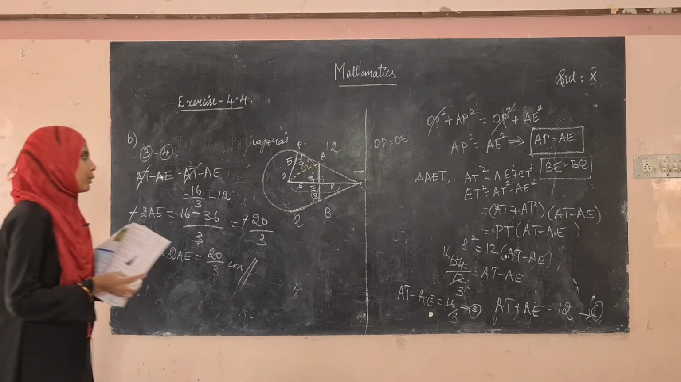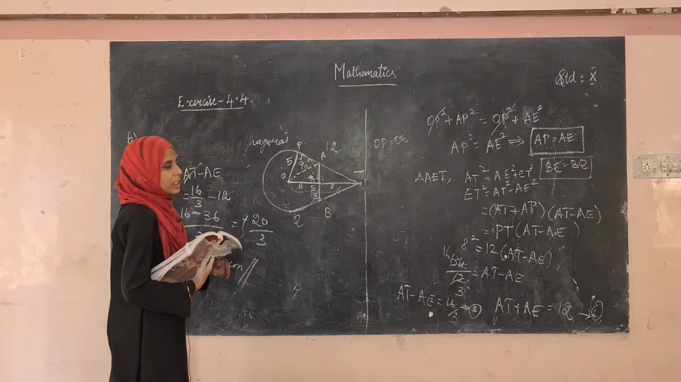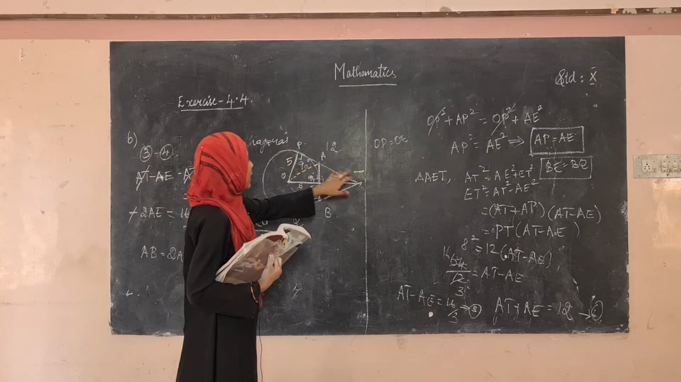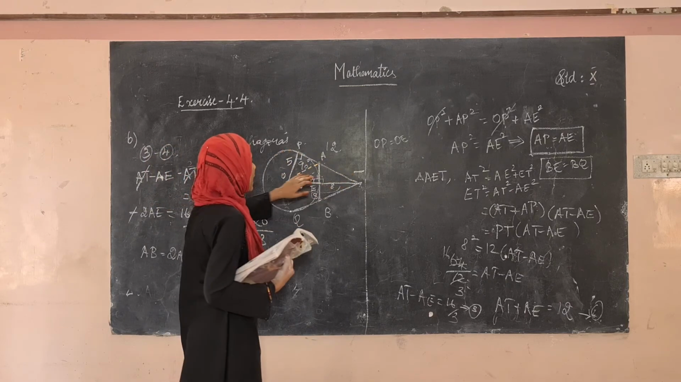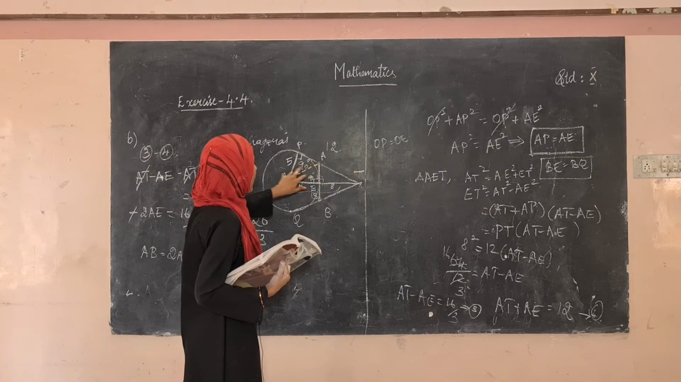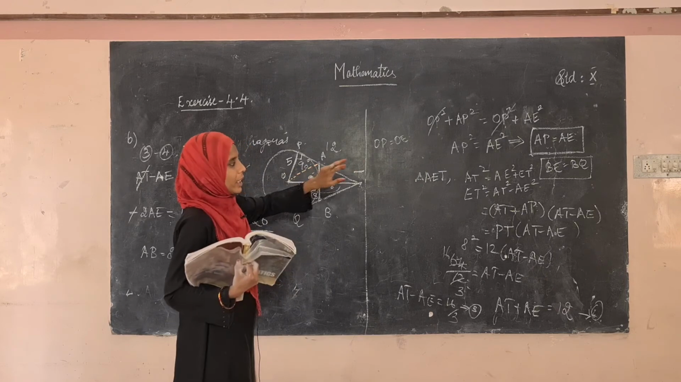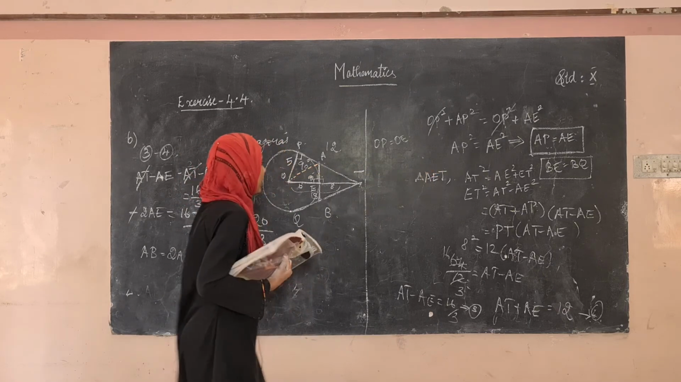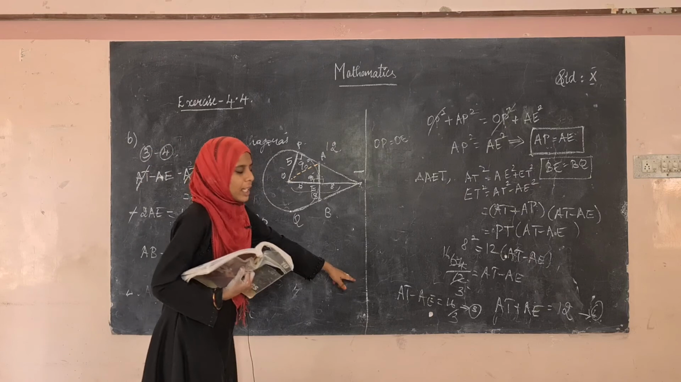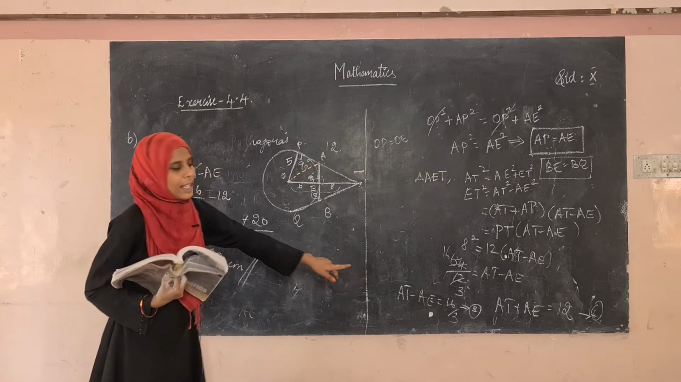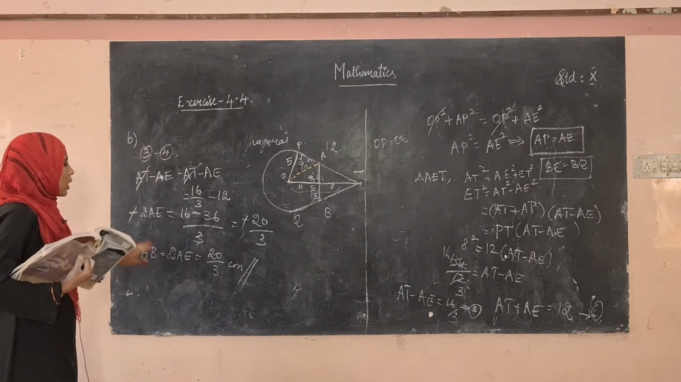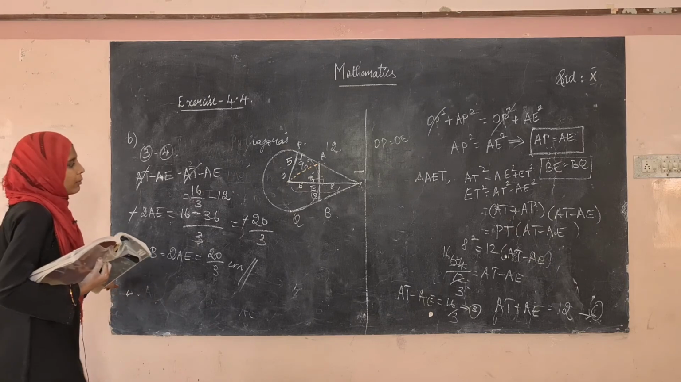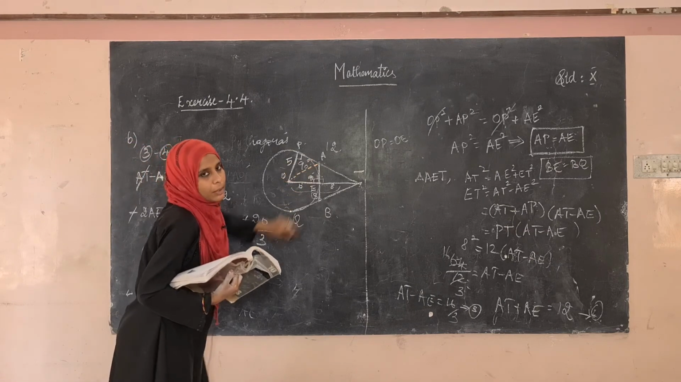Okay, somewhat confusing, but you have to be very clear with the sum. First, using this triangle, we found the value of PT. After that, using these two triangles, we got a condition AP is equal to AE. Then we took AT minus AE and AT plus AE. After that, we simplified and got the value of AE. So after finding the AE, 2 into AE becomes AB.